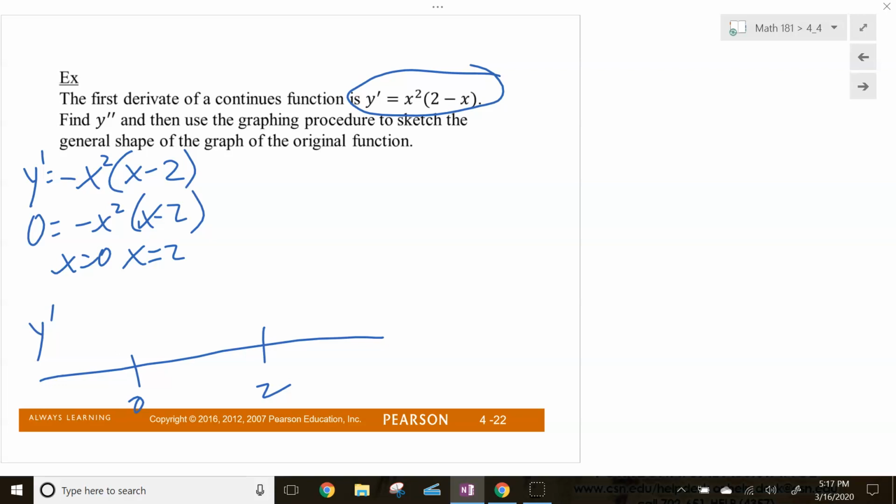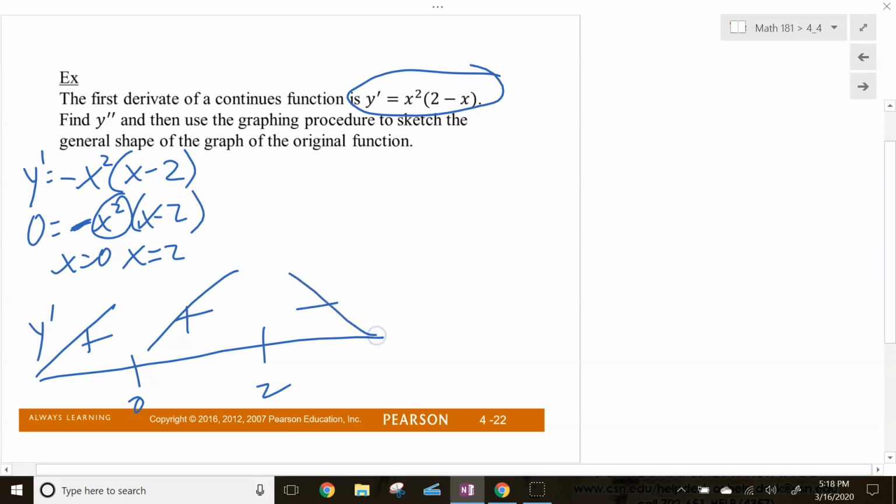We plug in -1. Well, this will be positive, but then we got to apply the negative. So that's a negative times a positive, so we got negative. Plug in a 1. Plug in 1, we got a negative times a negative, which is a positive, so then it increases on this. And then after, if I plug 3 in, I got 3 squared, so 9, times a positive, that's a negative times a positive, so then it decreases.